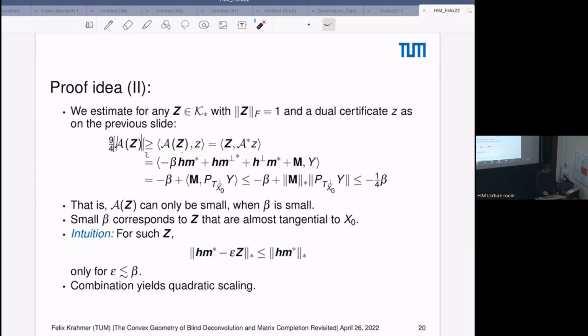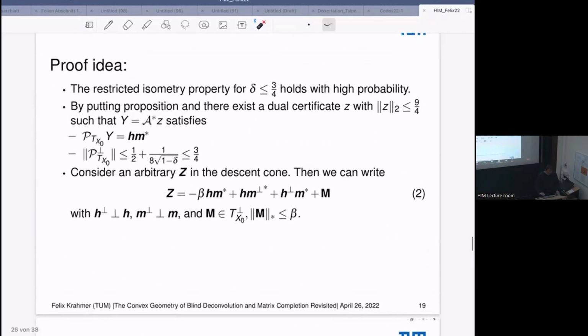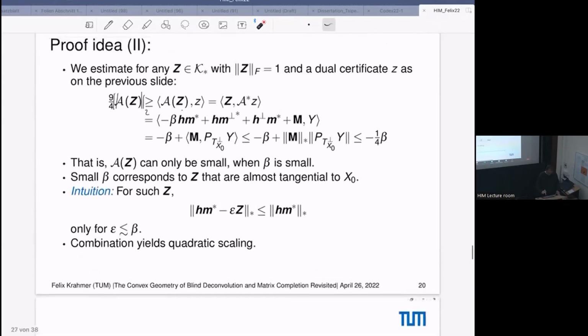Okay, now the idea is, now we have this A, and we can put it to the other side. And then now we have the dual certificates. Now we have the element in the descent cone Z, and on the other side we have A star Z. A star Z, we know that's exactly what we called Y in the previous slide. This is Y is A star Z. And now we can plug in Y here.